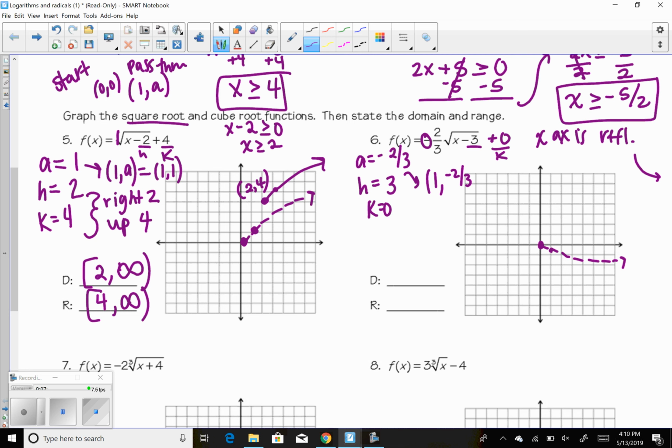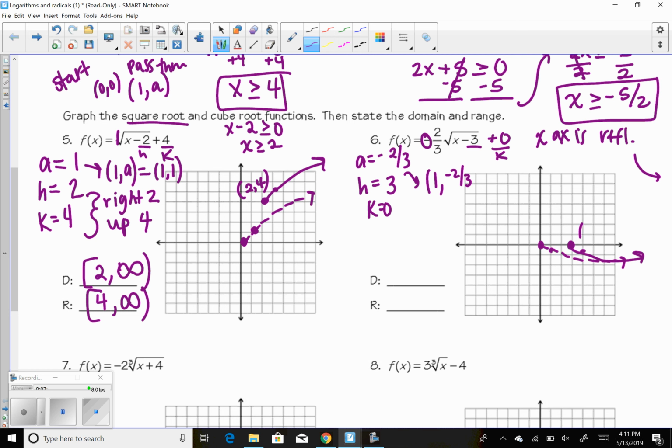You don't move it vertically. So this guy's going to go 1, 2, 3 to the right. This guy goes 1, 2, 3 to the right, right over here. You get the idea. There's your general shape.